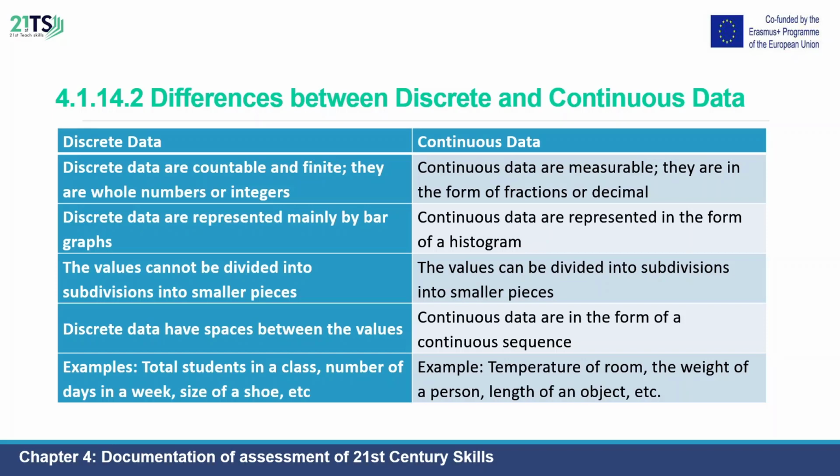The values in discrete data cannot be divided into smaller pieces, whereas the values in continuous data can be divided into smaller pieces. Discrete data have spaces between the values, whereas continuous data are in the form of a continuous sequence. An example is the total students in a class.